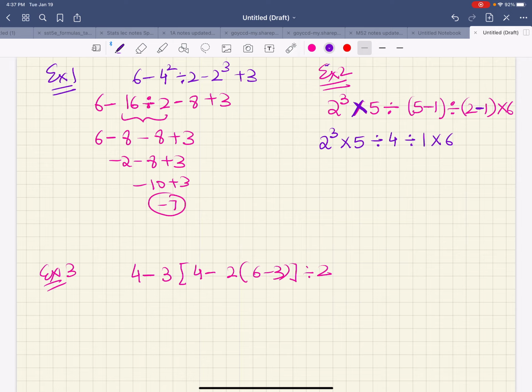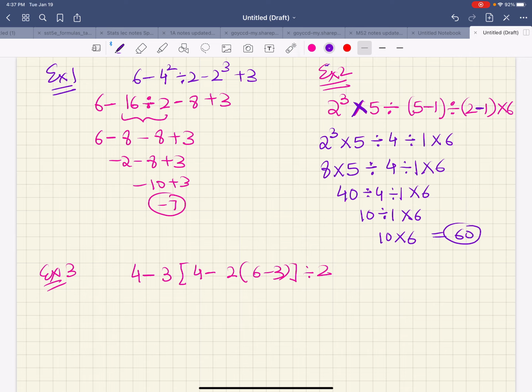After parentheses, I'm going to attack the exponents. So 2 to the third power is 8 times 5 divided by 4 divided by 1 times 6. Now, following the PEMDAS, I only have multiplication and division left. So I'm going to do whatever comes first from left to right. 8 times 5 is 40 divided by 4 divided by 1 times 6. 40 divided by 4 is 10 divided by 1 times 6. 10 divided by 1 is 10 times 6, which turns out to be 60. And that's our final answer in this case.